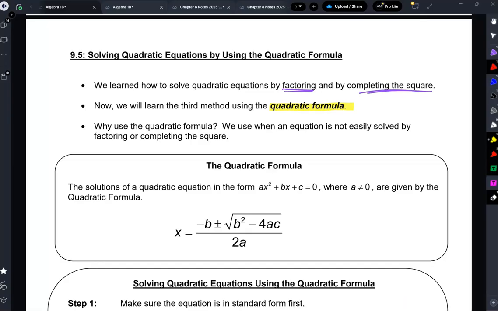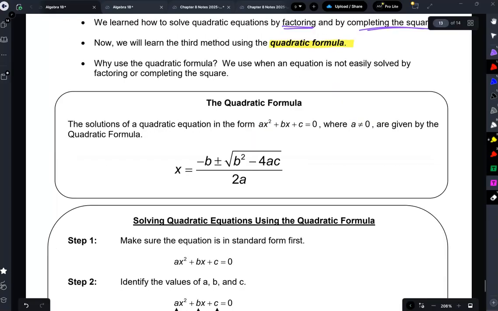Your go-to method of solving quadratic equations should be factoring. Whenever you see a quadratic equation, you should always try to factor first. That's the fastest, the easiest, the most straightforward, for sure. If factoring is not an option, if something cannot be factored, completing the square works all the time. And the quadratic formula also works if factoring is not an option, okay?